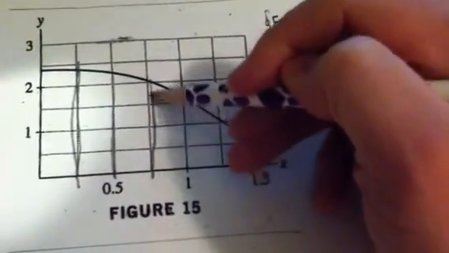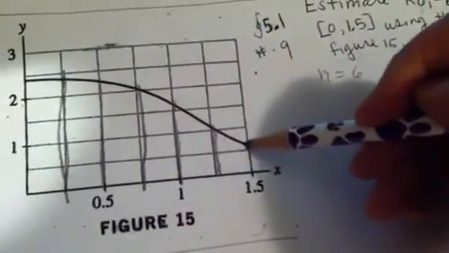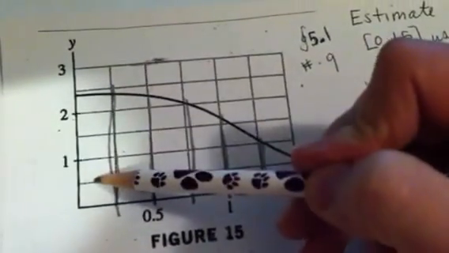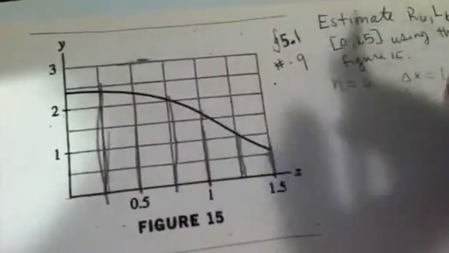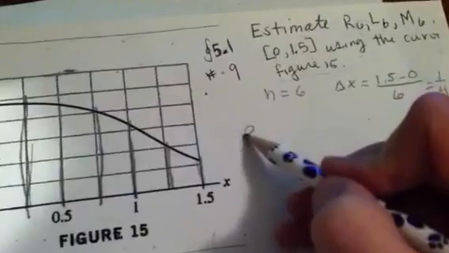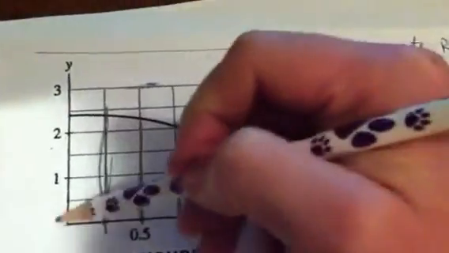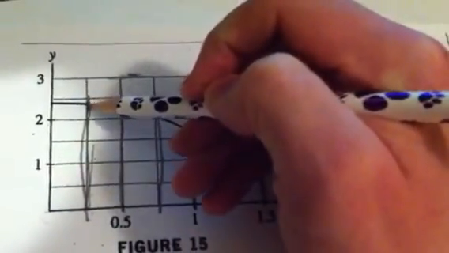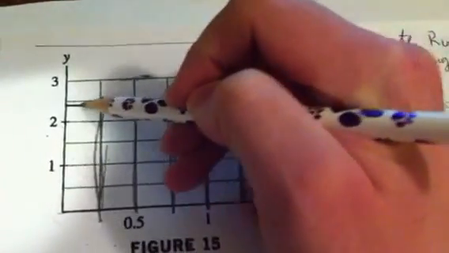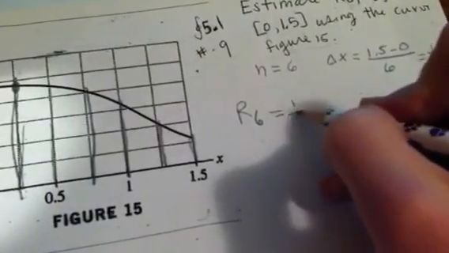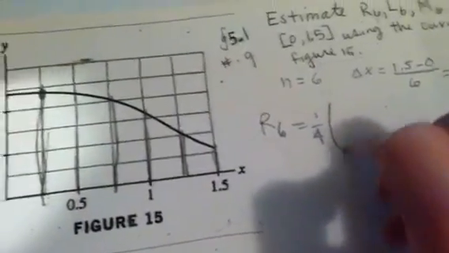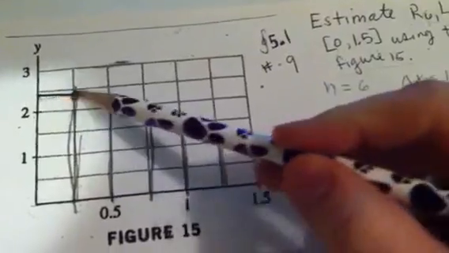here, here, okay. And our first rectangle here is going to have a width of 1/4, and using the right hand approximation, we will go to the right hand side of this interval and estimate this height right here and call that the height of the rectangle. I'm going to estimate the height of this rectangle to be 2.4.